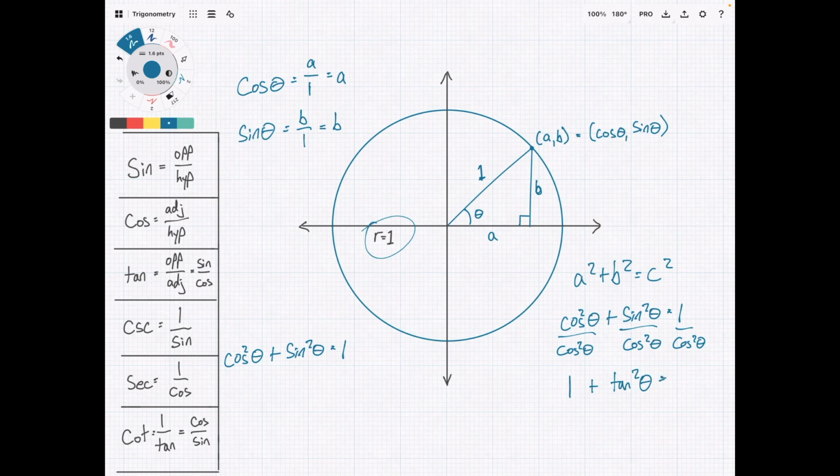Then we have 1 over cosine squared. On the left, we can see that secant is 1 over cosine, so this is going to be secant squared theta. There's the second Pythagorean identity. Sweet.